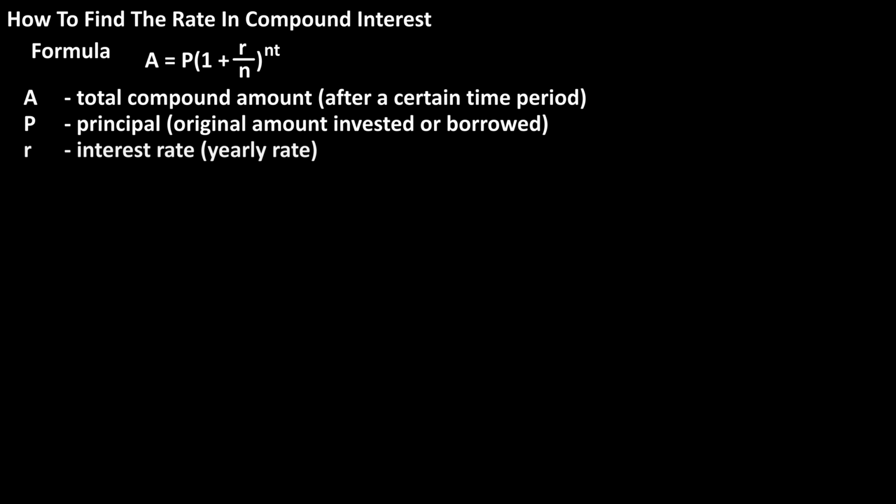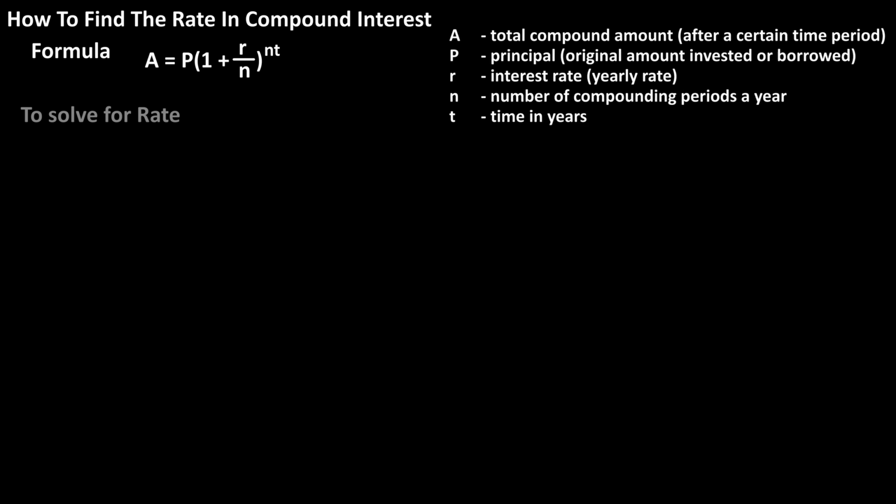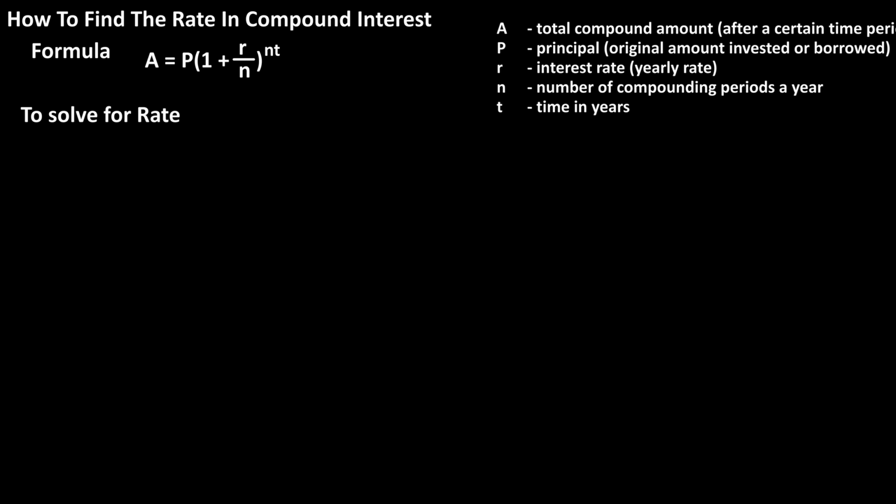R represents the interest rate, N represents the number of compounding periods per year, and T represents the time in years. If we want to find the yearly interest rate and are given all the other variables, we can modify this formula to solve for R, the yearly interest rate. This can be a bit confusing, so I'll try to go slow.